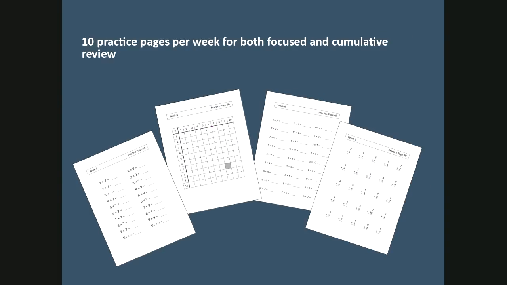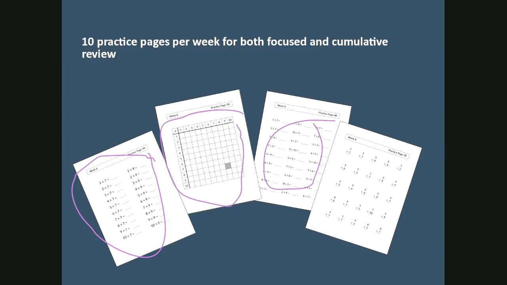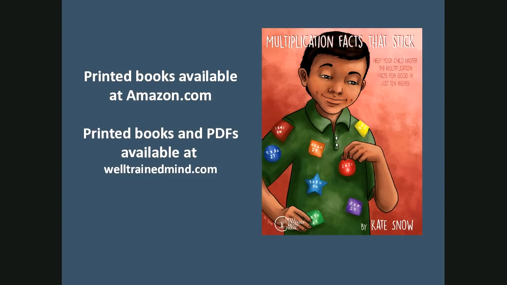And then also, there's 10 practice pages per week to go with each table for both the focused review of the table of the week as well as cumulative review. And the practice pages include a variety of formats. There's just filling out multiplication tables where they're all in a row. There's multiplication grids. And then there's also both horizontal and vertical multiplication problems so that kids get used to solving multiplication in a variety of different ways. And so that's the key components of multiplication facts that stick.